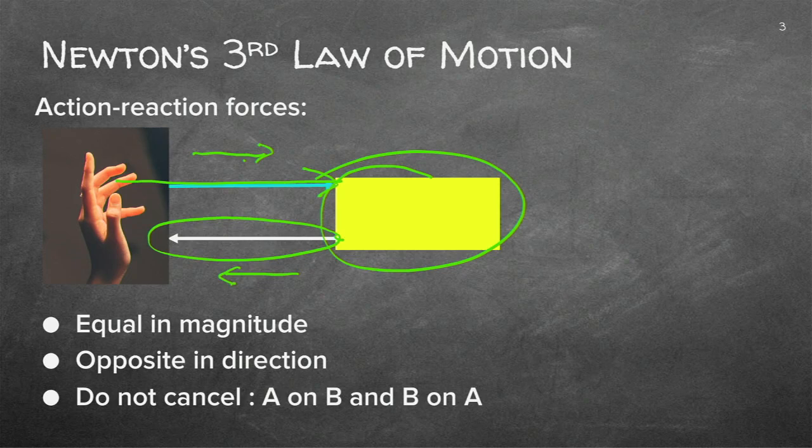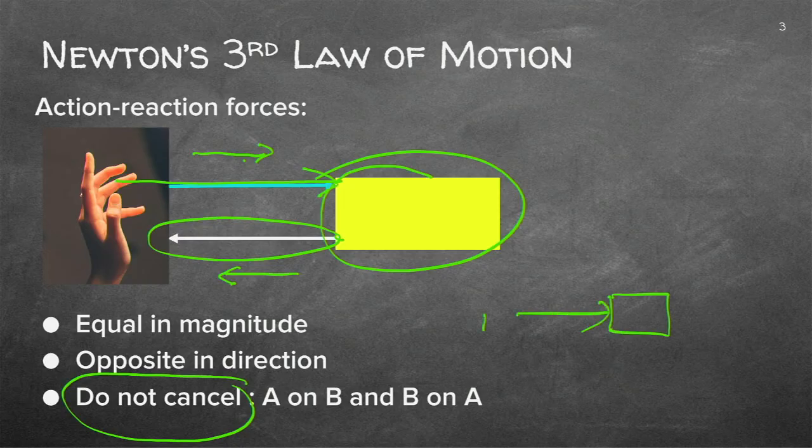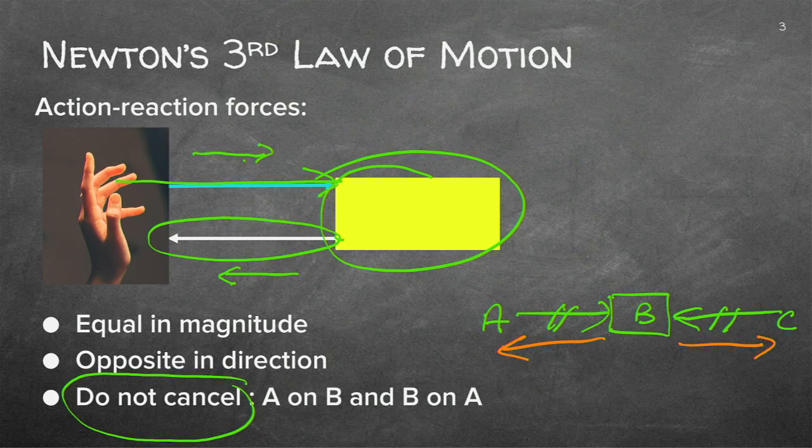Be careful. It's not cancelling each other out. If it cancels each other out and there's no movement, it would have been A on B and C on B. That would be no net force. This is not a pair of forces. It's A on B and B on A. And it's C on B and B on C. Be careful, it has to be on the same object and from the same object.